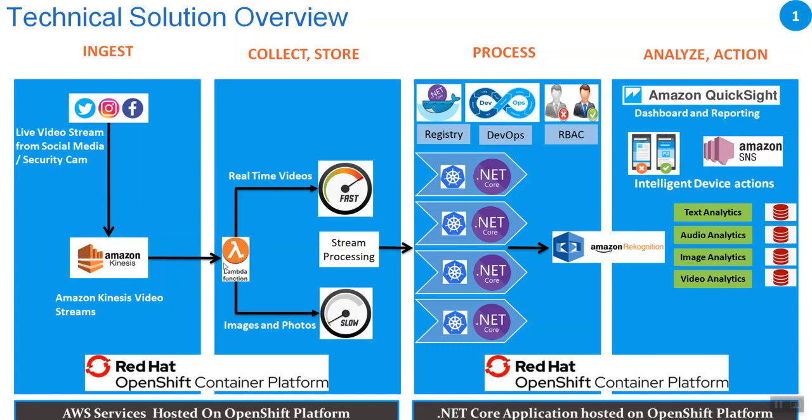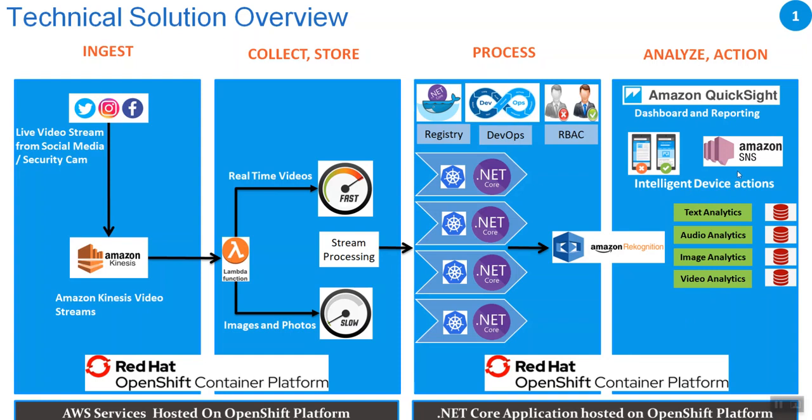From there, a Lambda function gets triggered and does real-time video and real-time image processing, and also stores that information into DynamoDB as well as S3 components. And then I also have another application developed in .NET Core which can further process these videos and images using the Amazon Rekognition service, perform text analysis, video analysis, image and audio, and based on that notifications can be sent to the smart devices.